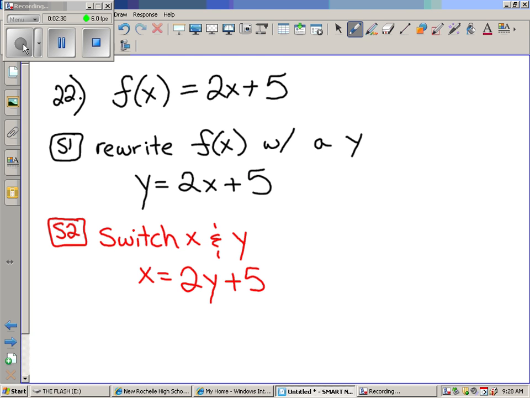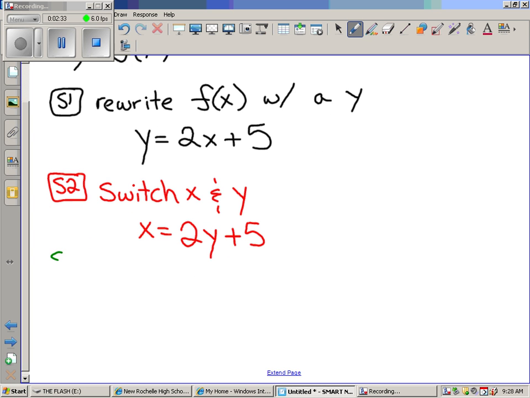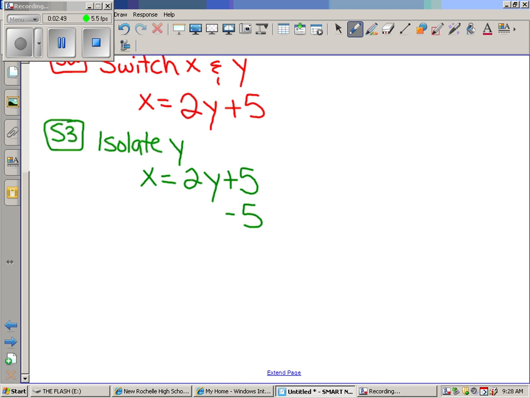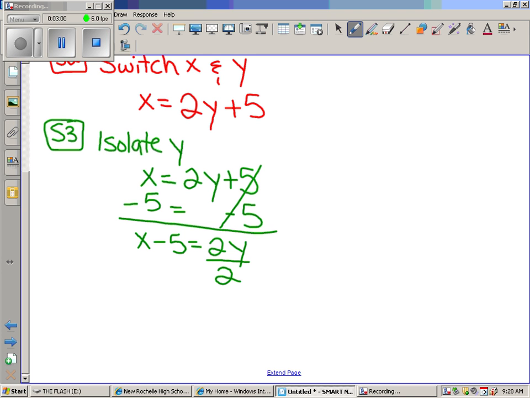And then step 3 is going to be to isolate y. So we've got x equals 2y plus 5. We're going to subtract 5 from both sides. x minus 5 equals 2y. We're going to divide both sides by 2. You get x minus 5 divided by 2 equals y.